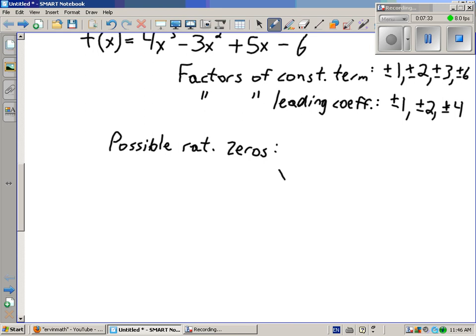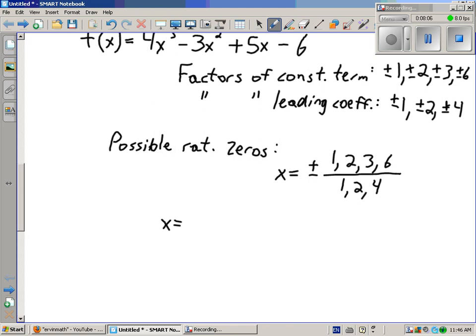And they are, x could be... rather than listing a whole bunch of plus or minus next to each number, I'm just going to put a plus or minus out in front, because either the negatives are going to cancel out or they're not. Plus or minus 1, 2, 3, 6 up top, and 1, 2, and 4 down at the bottom. So we have to go through these and set up a list of possible rational zeros.